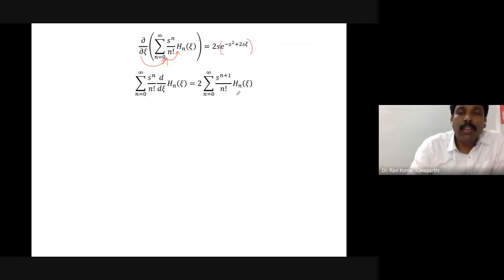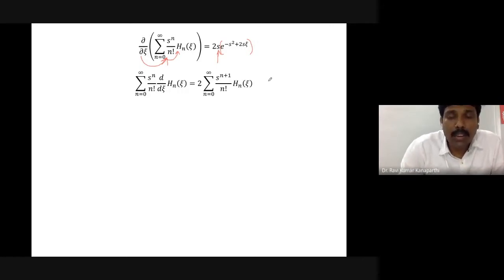Also, you can see there is an s. S is a variable, and you can take this s variable inside the summation. In that case, it becomes s to the power n plus 1. So the numerator becomes s to the power n plus 1. Why? Because one s is coming from this particular thing, and the remaining terms on the right hand side remain the same. So 2 multiplied by the summation n from 0 to infinity of s to the power n plus 1 by n factorial Hn of z on the right hand side.